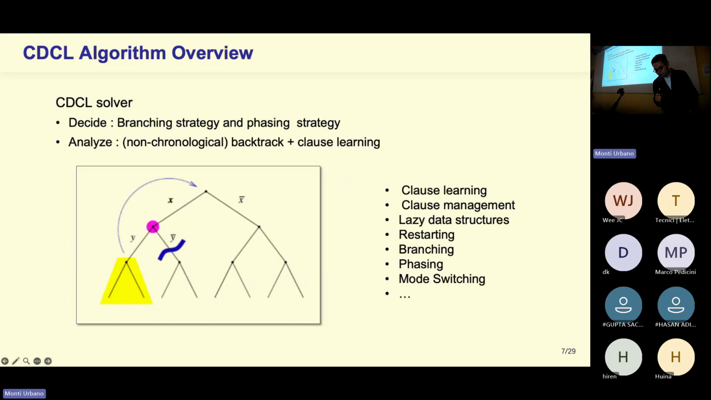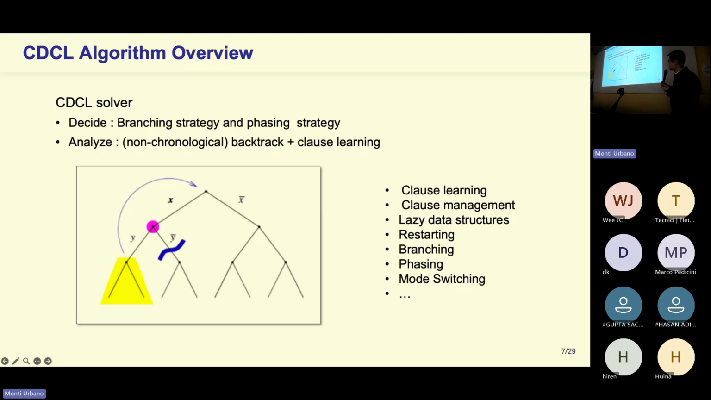Okay, now we have an overview of the CDCL algorithm. Roughly speaking, there are two parts of a CDCL solver. There is a decision part. In the decision part, in each step, we need to pick a variable to branch the original formula into two sub-formulas. But actually, before that, we do some unit propagation, which can assign the variables according to inference rather than heuristics. So this is the decision part.